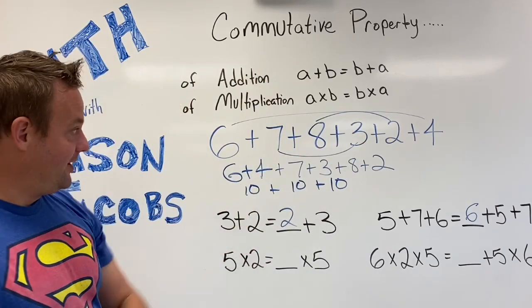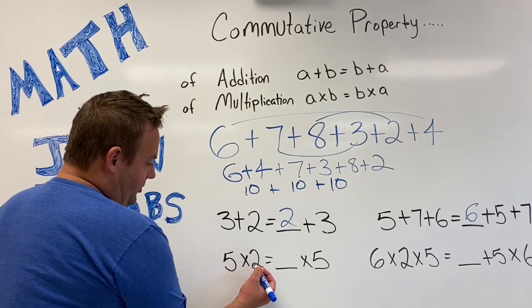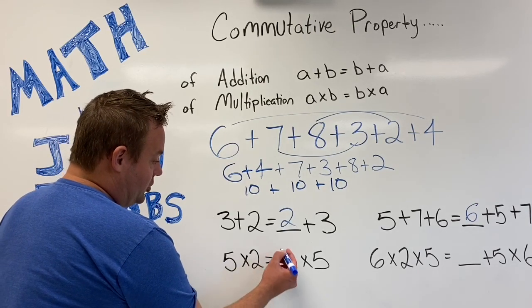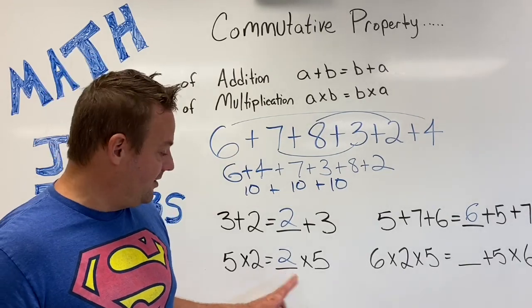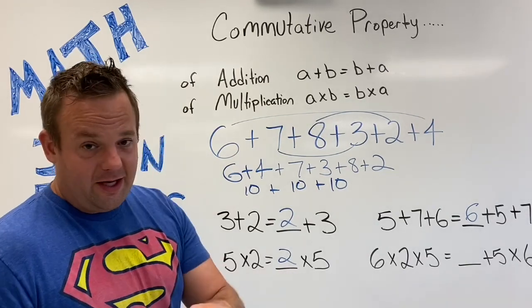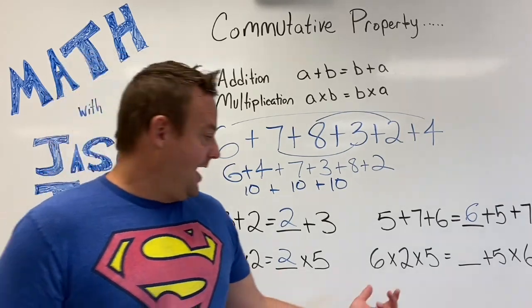Similar to what I did with the commutative property of addition right here. So 5 times 2 is the same as 2 times 5. And the common mistake, some of you might have thought to put 10 there. That would be wrong. And that's okay to make a mistake, but now you know. 5 times 2 is the same as 2 times 5. And let's look at this one.